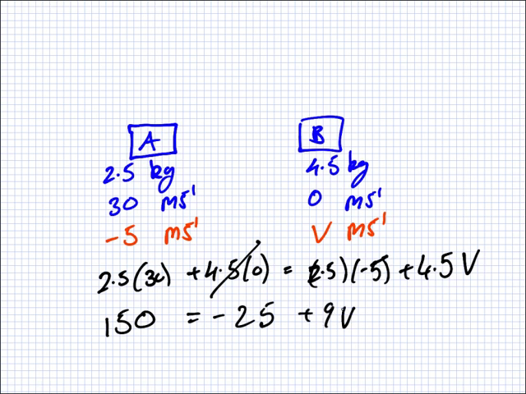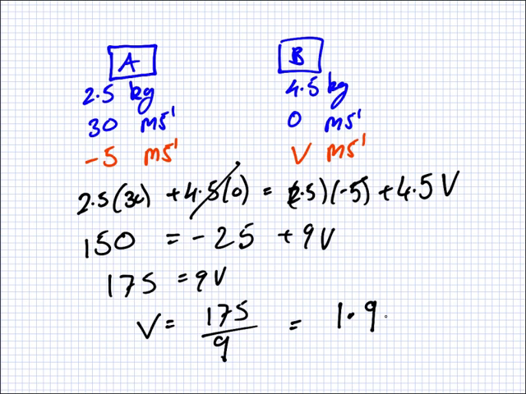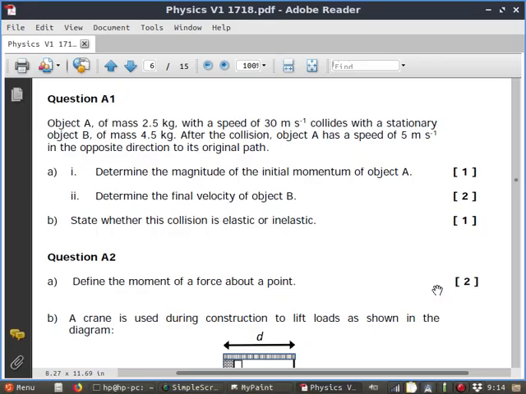9v. Why do you need to multiply by 2? I don't want the decimal, because I've no calculator. So I'm being lazy. So this is 175 equals 9v. So v is 175 over 9, which is 19.4. No marks for you.